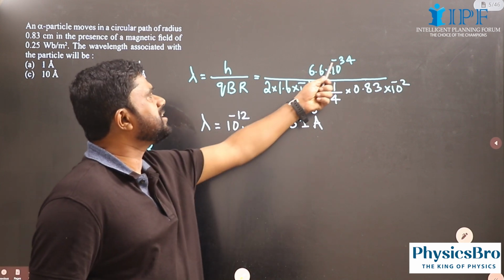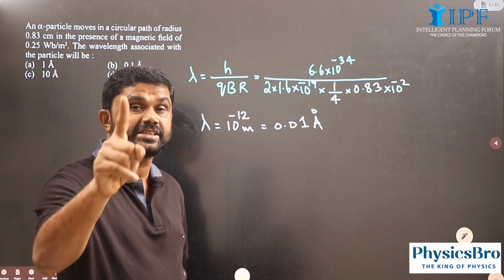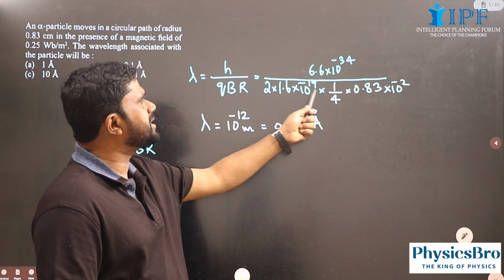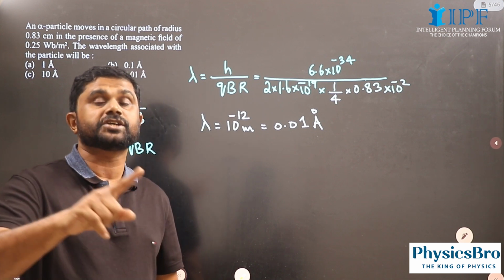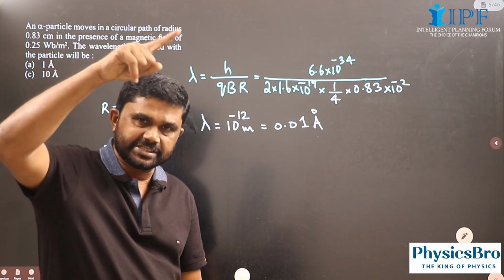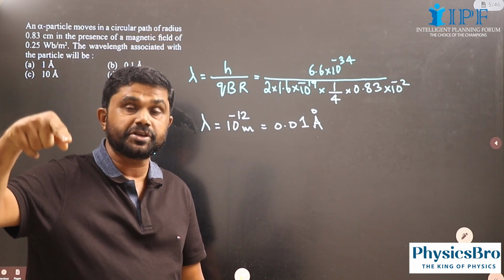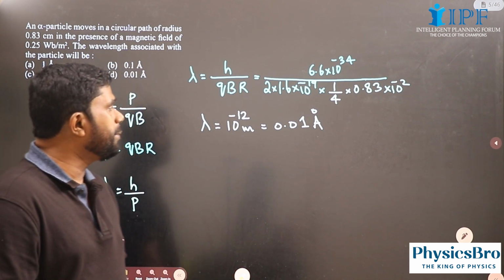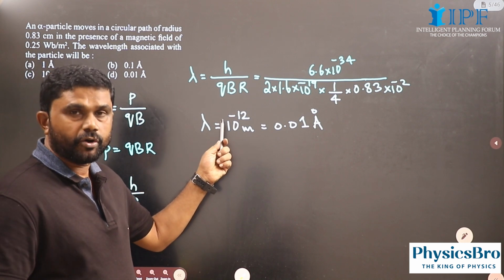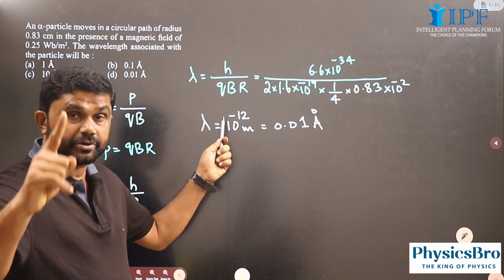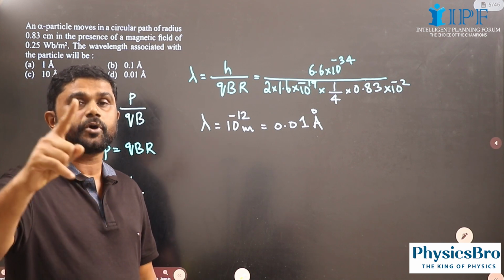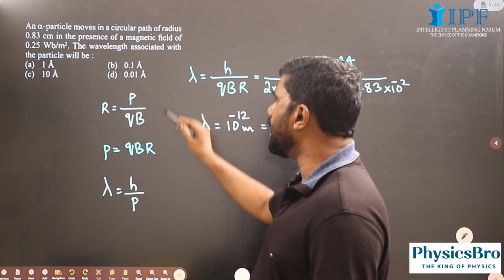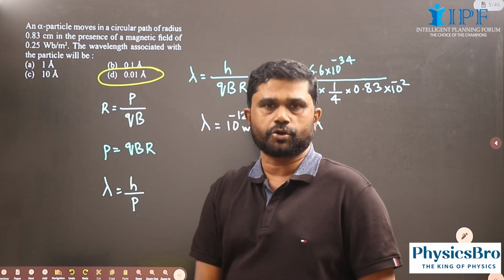10 into 10 raised to minus 34, that will be 10 raised to minus 33. And in the denominator, powers of 10: 10 raised to minus 19 and 10 raised to minus 2, that is 10 raised to minus 21. So 10 raised to minus 33 in the numerator, 10 raised to minus 21 in the denominator. So it will be 10 raised to minus 12 meter. Or we can write 0.01 into 10 raised to minus 10, or 0.01 angstroms. This must be the correct option.